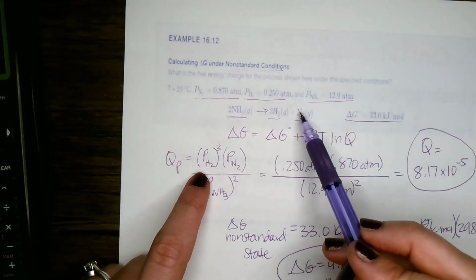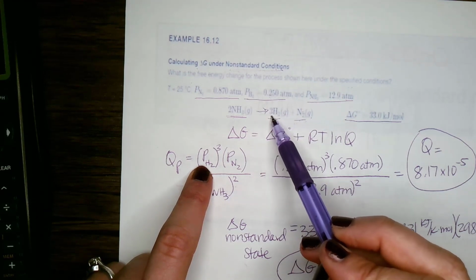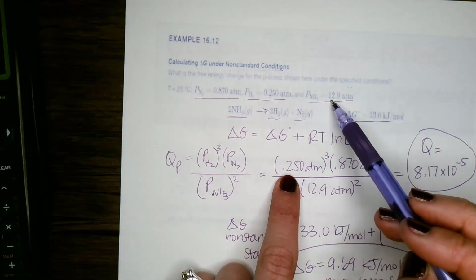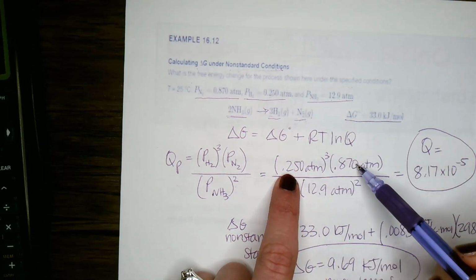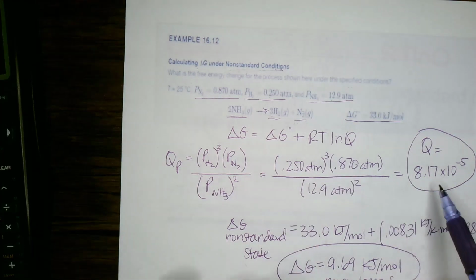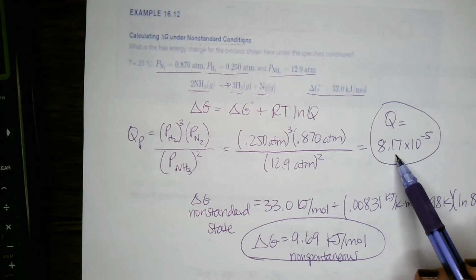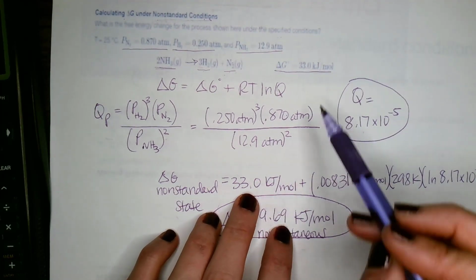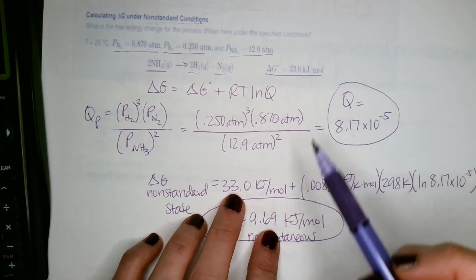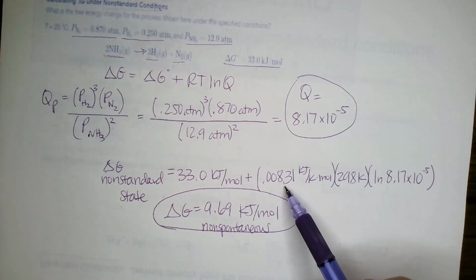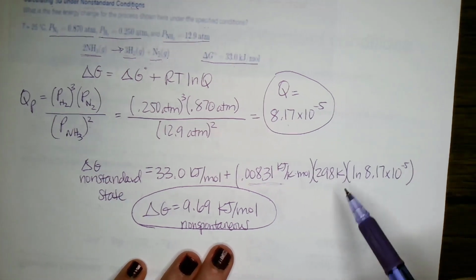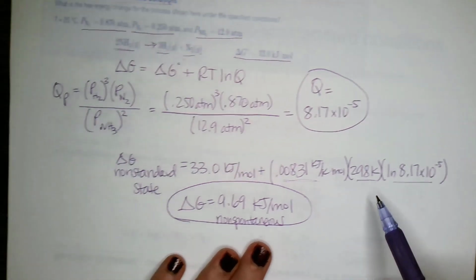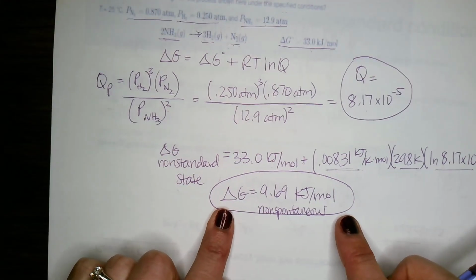Took our products and made sure that those coefficients were the exponents. We then plugged in the values that we were given for those products over reactants and found our Q. Then we plugged it into our delta G, non-standard state. Our delta G standard state free energy, plus R, which is our ideal gas law constant, R times the temperature given times that natural log of Q to find what our delta G is at non-standard states.